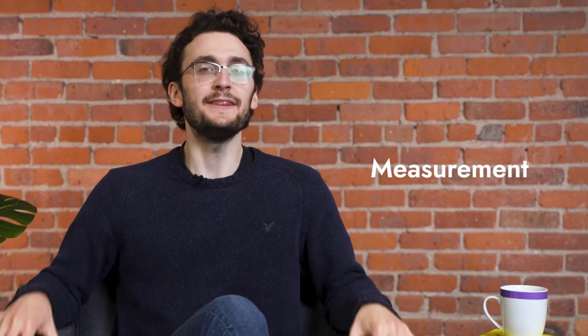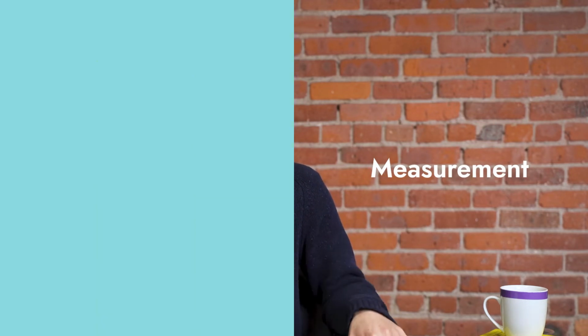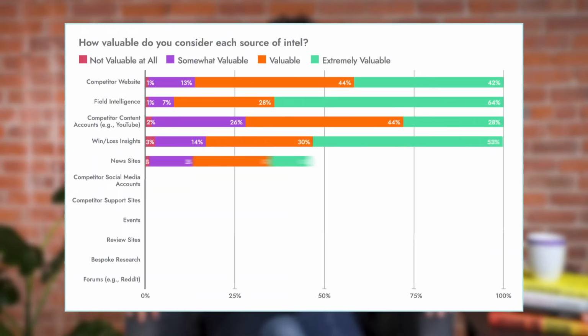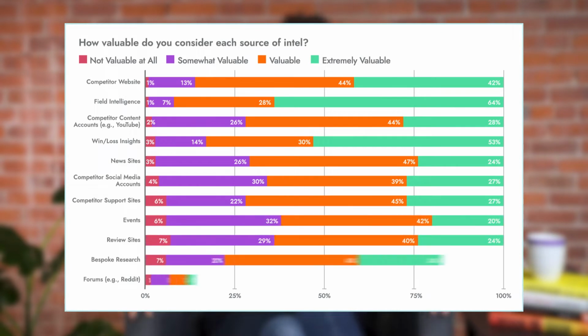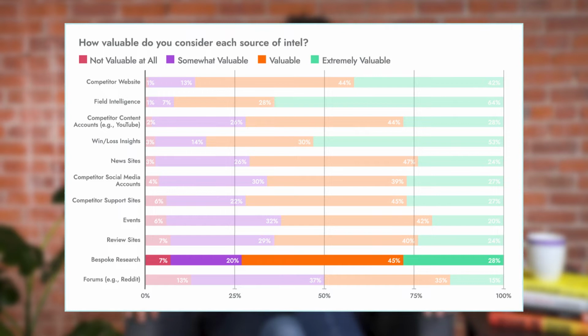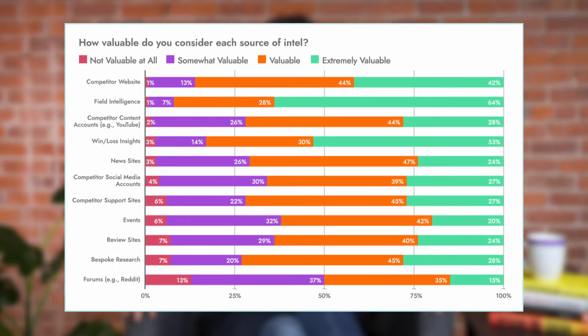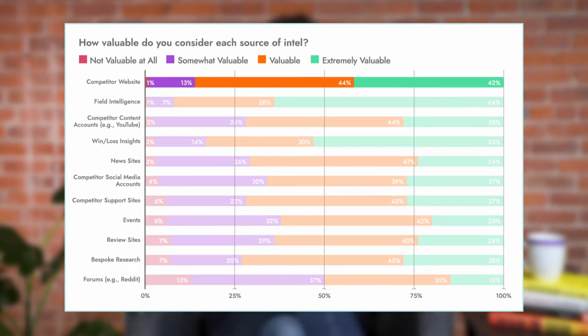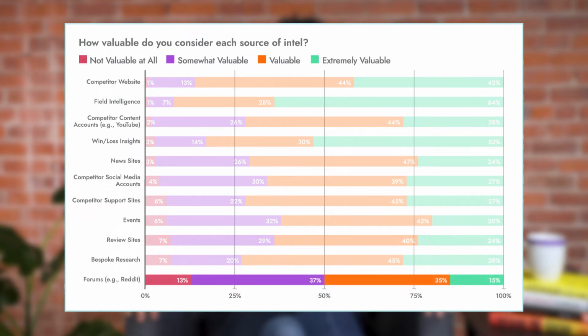CI is a 3-part process: research, analysis, and activation. Many folks, including everyone here at Crayon, consider measurement to be the 4th component, but for the sake of consistency and clarity, we can think of measurement as a subset of activation. The research phase is where you collect intel. More specifically, primary research is the collection of intel via interviews with employees, prospects, and customers, and secondary research is the collection of intel via sources like competitors' websites, review platforms, and discussion forums.